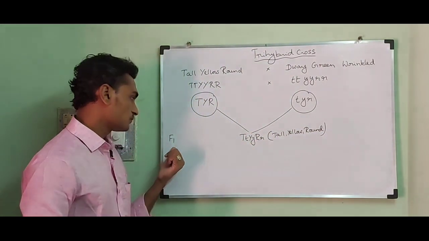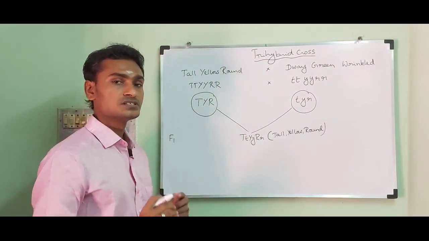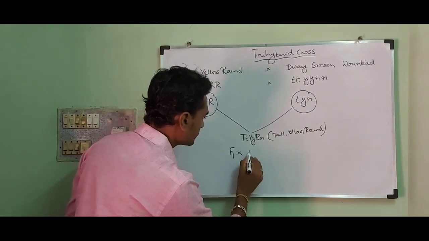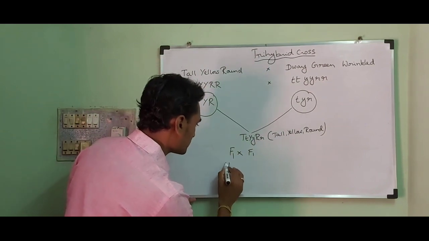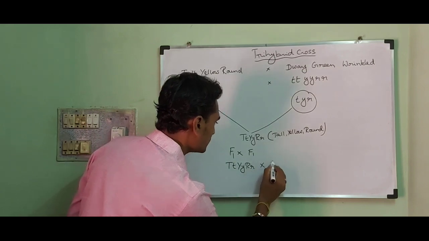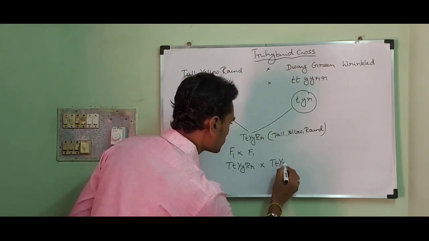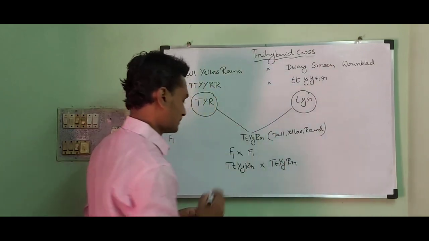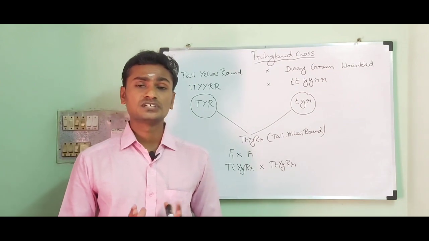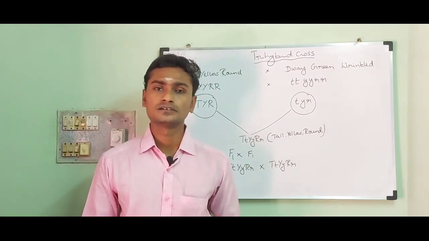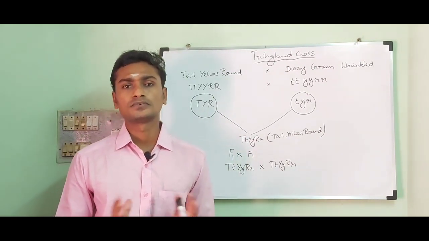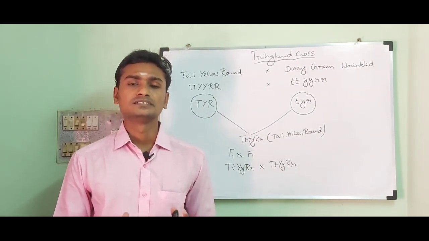Then this F1 generation is allowed to self-pollination. So F1 cross with F1, that means capital T, small t, capital Y, small y, capital R, small r, cross with capital T, small t, capital Y, small y, capital R, small r. Up to this, we can follow the same procedure that we followed in monohybrid or dihybrid cross. Hereafter, we are going to follow different rules and regulations.